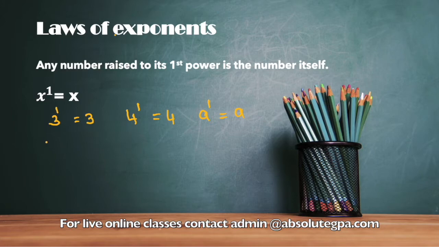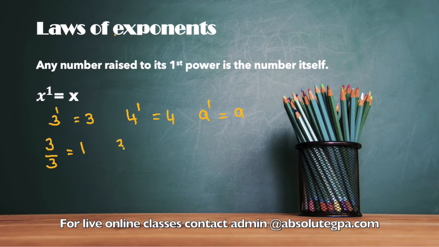Now look at some other example involving division. What is 3 divided by 3? We know it is 1. Any number divided by itself is 1. So how can we write 3 in the exponent form?